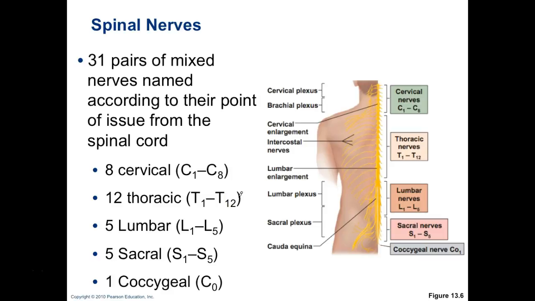So we have 31 pairs of spinal nerves, and the number of these spinal nerves will correlate with the number of vertebrae, except for your cervical spinal nerves, because we have 7 cervical vertebrae, but we have 8 cervical spinal nerves. And that's because we have one extra one that comes off of the top. So we're going to have the rest of these correlating: 12 thoracic vertebrae, 12 thoracic spinal nerves, 5 lumbar, 5 sacral, and 1 coccygeal.